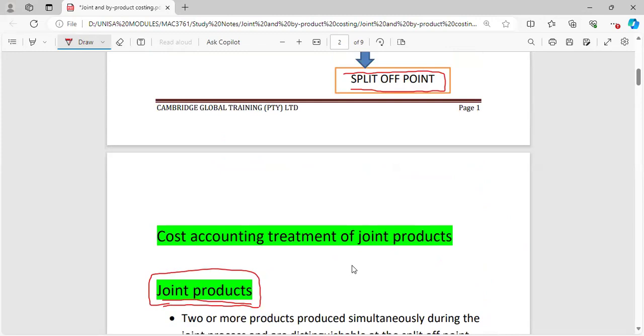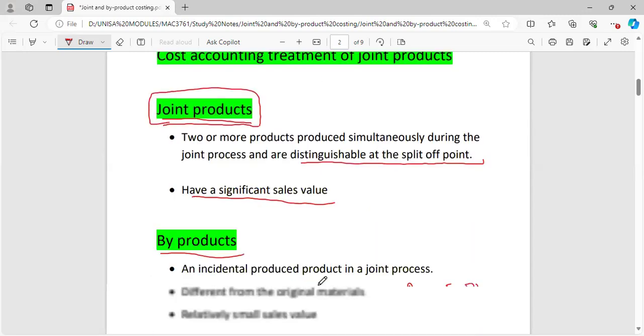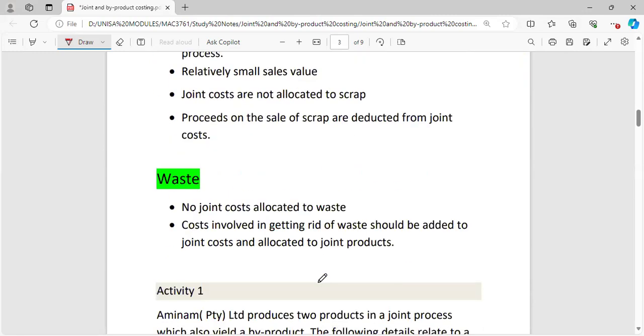Mostly in your exam questions and test questions, if you are doing a joint cost and byproduct costing, the first step is to calculate joint cost allocated to joint products. Once you have the joint cost to be allocated to joint products, then you can allocate those joint costs to the particular product. So in our next step, we'll be looking at how we allocate.